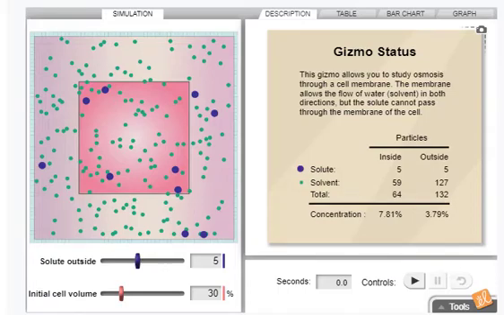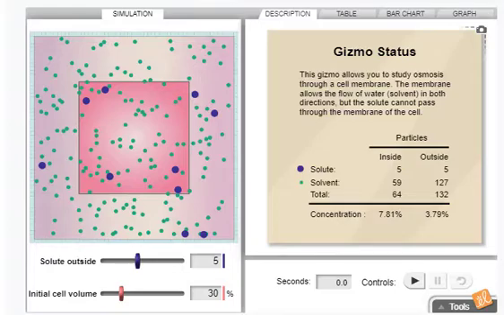So you've opened up the Osmosis Gizmo and you should have a screen that looks like this. You're going to start with the Gizmo warm-up. Underneath the words Gizmo warm-up, it says a cell membrane is a thin skin that surrounds a cell. It is a semi-permeable membrane, which means some particles can pass through the membrane easily while others cannot.